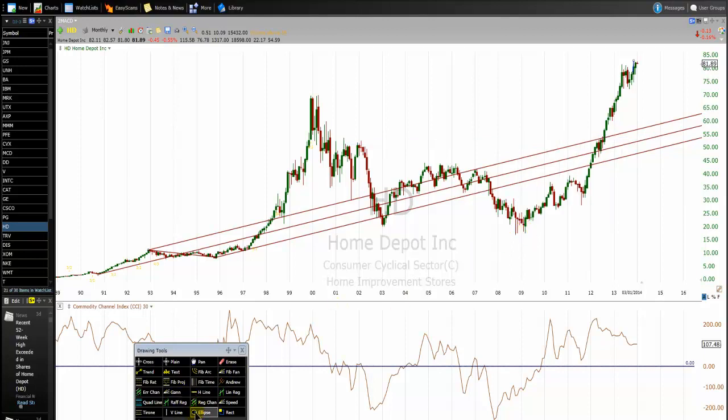So what's happening here? There is a resistance here, which is the upper end of the pitchfork tool, but the price went above it. At that time, the CCI was in the overbought zone. In fact, it went to the 200 level. So the commodity channel index, period 30, which I'm using here, went up to 200, and the price was at a resistance level.